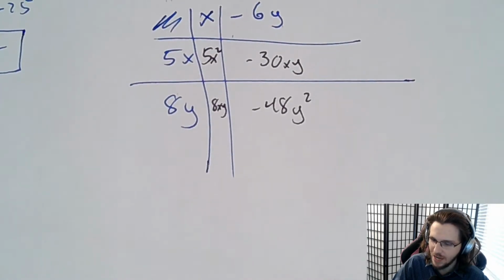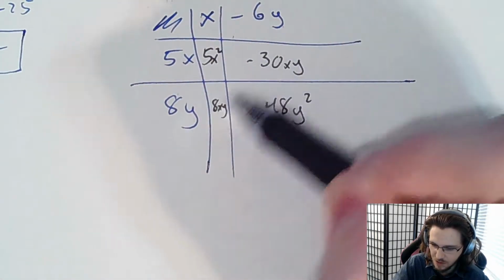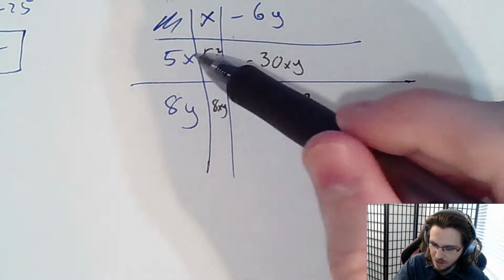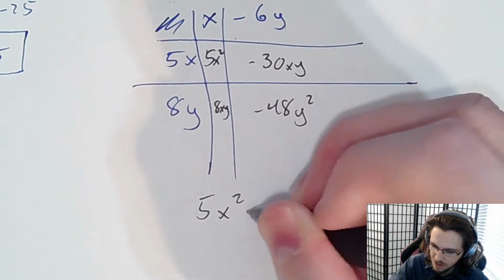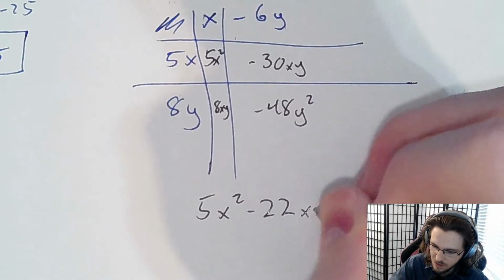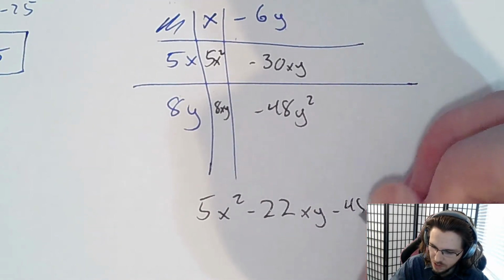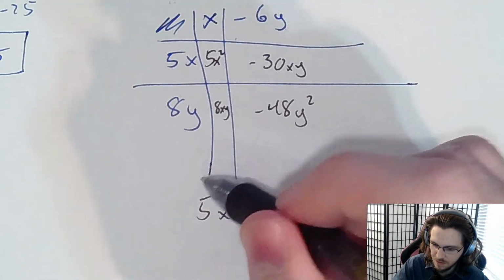Now we just have to add our like terms. Again, those two in the middle are the ones we add, and those two at the ends usually don't get added. 5x squared minus 22xy minus 48y squared.